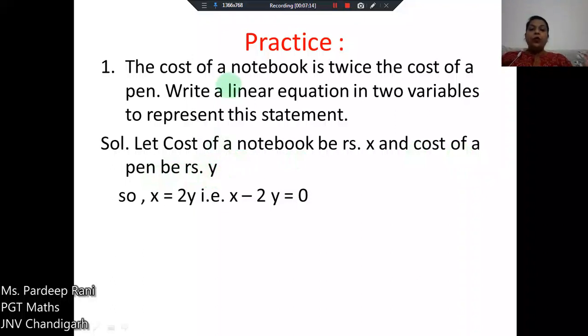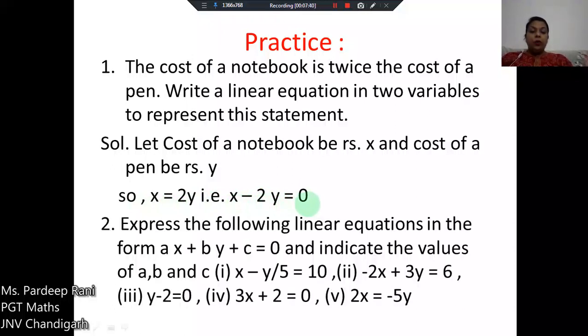Now according to the question, it is given to us that the cost of a notebook, that is x, is equal to twice the cost of a pen. Now we know that the cost of a pen is rupees y. Now if we make it twice, it will become 2y. So we can write it in the form of x equal to 2y, which can also be written as x minus 2y is equal to 0.